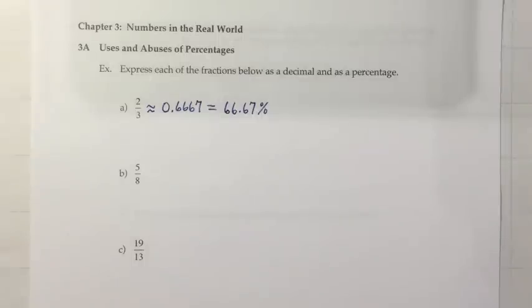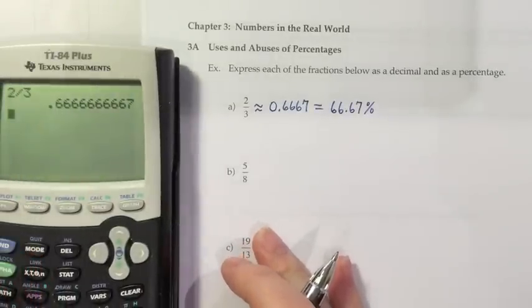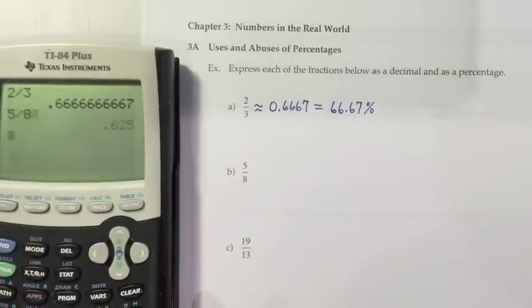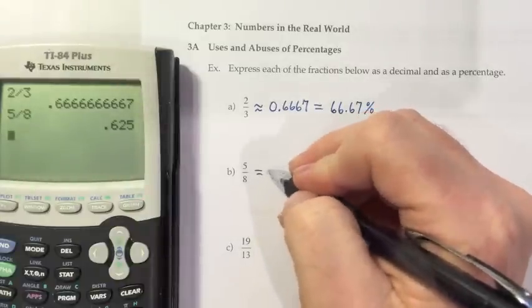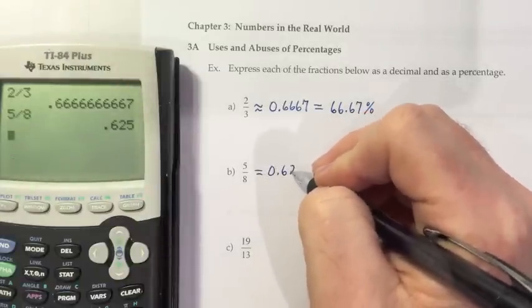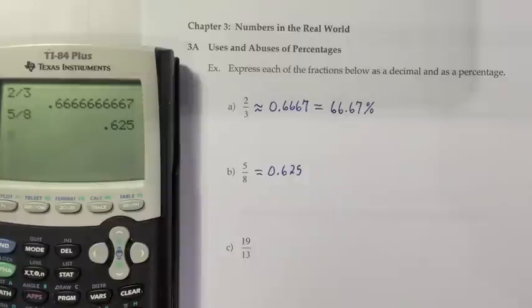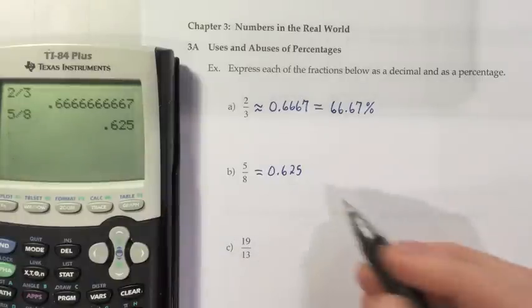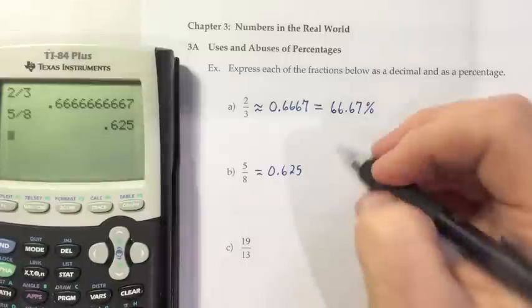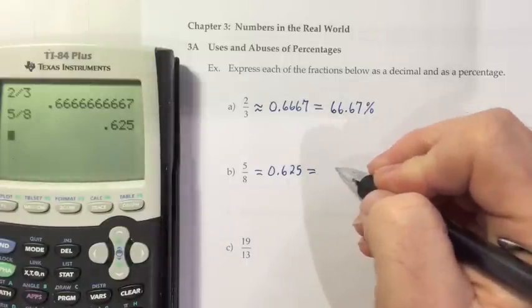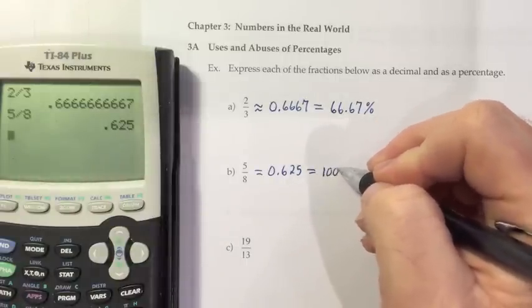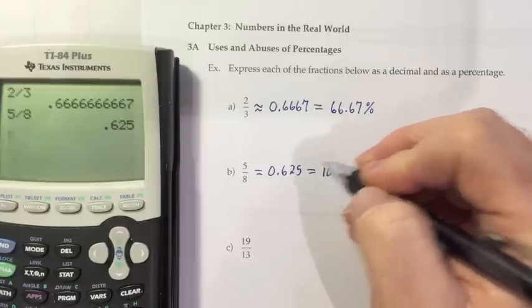So we're going to do that for a couple more. We'll go ahead and slide this over so we can look at both of those together. So 5/8 would be 0.625. Now that one I didn't have to round, so I didn't have to think about how many decimals, just put exactly what I saw. Multiply by 100%, that moves the decimal over 2 from multiplying by the 100%.